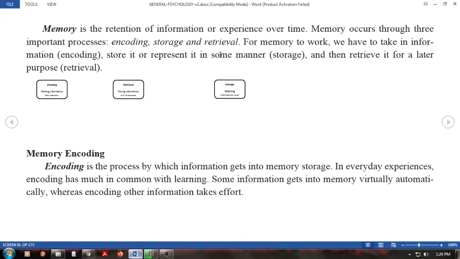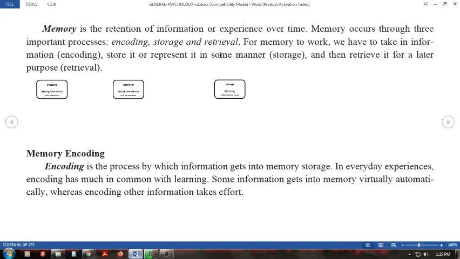Tulo ni sila ka processes wherein importante siya sa tanan in terms of memory formation. For memory to work, we have to take in information, which is encoding, store it or represent it in some manner, which is storage, and then retrieve it for a later purpose, which is retrieval. So tulo ka processes importante siya sa pag-build sa memory, pag-retain sa memory. Okay?